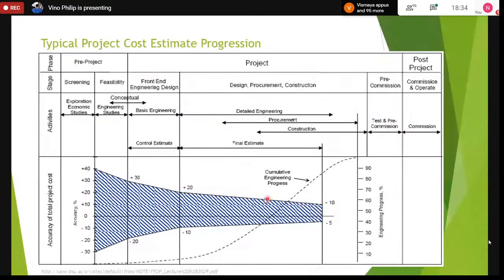And this is the accuracy of the estimate. This is the actual project cost accuracy, plus 40 minus 30. And we keep funneling down till we come to around minus 5 to plus 10% accuracy. Okay, so there is a typo here. It's plus 10 to minus 5. And this is the engineering progress. This dotted curve that you see here is the engineering definition, the cumulative engineering progress.